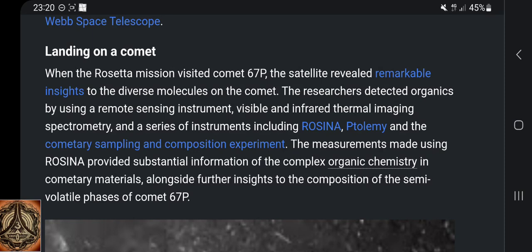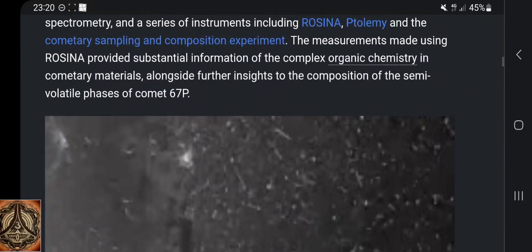Organic chemistry. Alongside further insights into the composition of the semi-volatile phases of Comet 67P.